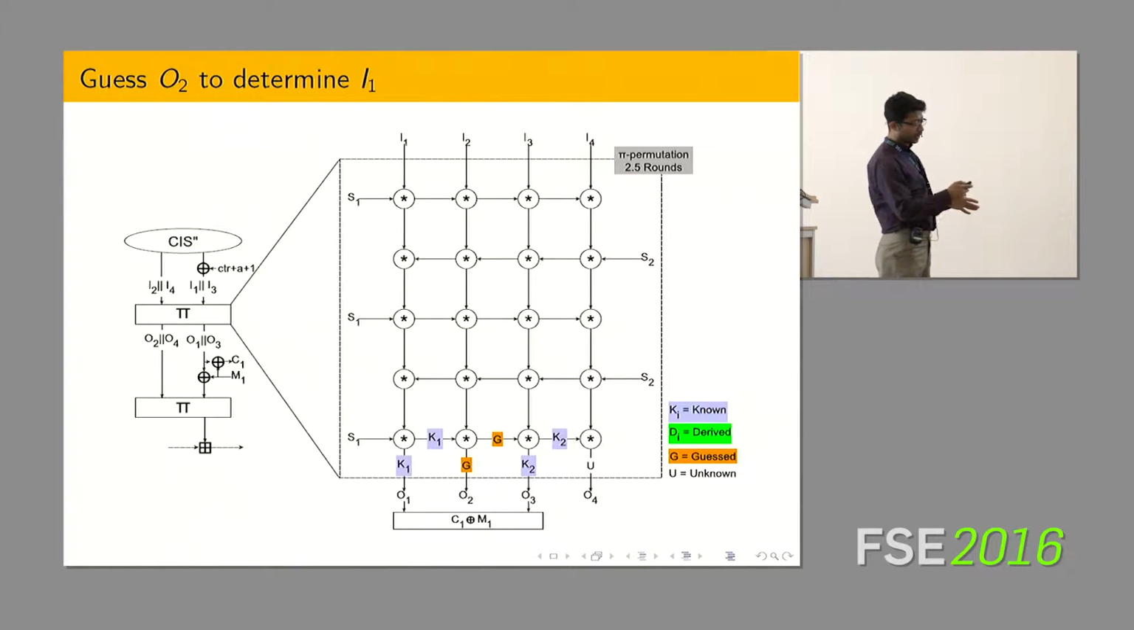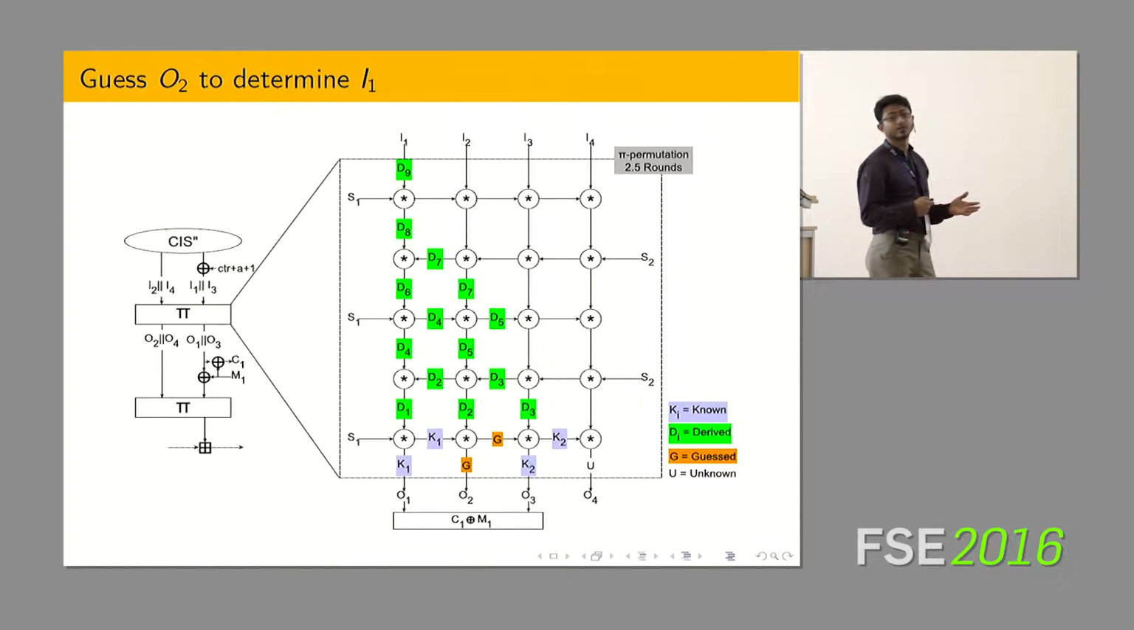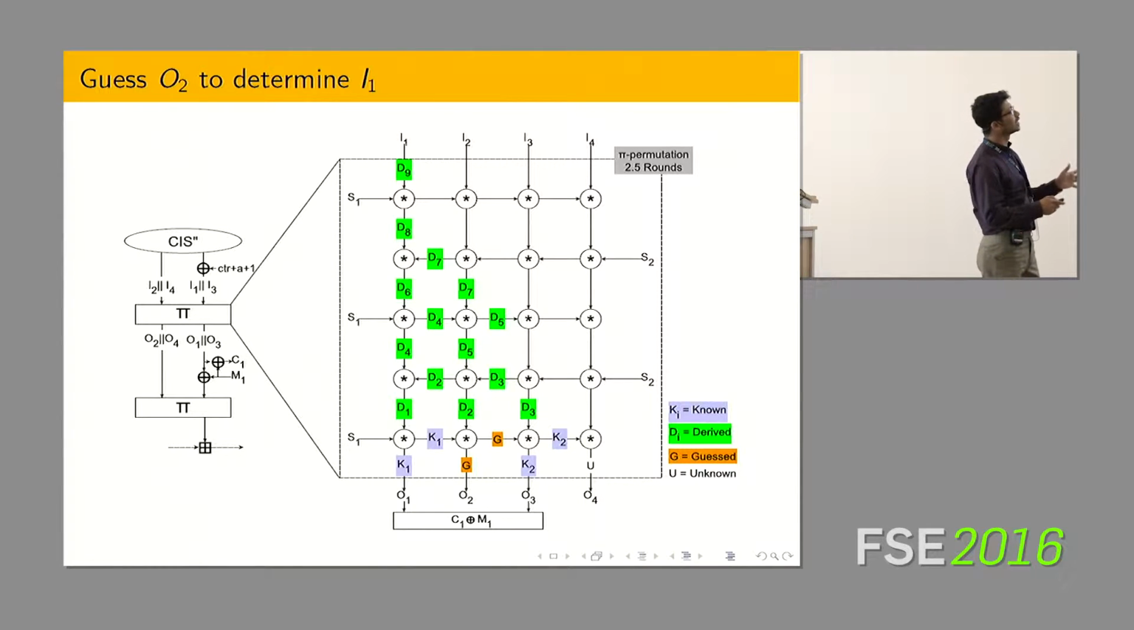I'll just show you a typical demonstration of what is going on here. As you can see, these are XOR components again. We know C1 and M1 from this XOR. We know the values of O1 and O3. We just guess O2, and O4 is unknown, so we don't care. When we do this, we go back, and finally we get I1. So guessing O2 gives us I1. Fine, so this is the guess and determine part.